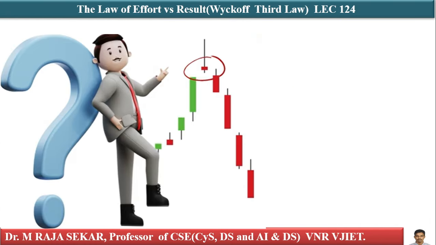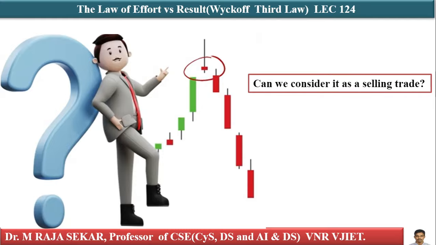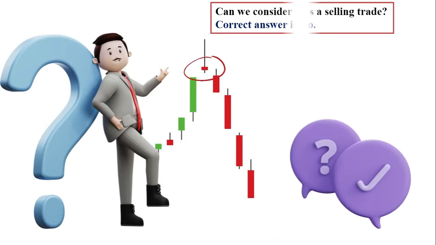In our last lecture, just try to recall, I asked a simple question. If a red colored doji is formed, can we consider it as a selling trade? What is the answer? The correct answer is no. Why? For this type of doji, we should avoid taking a trade on the downside or selling side.